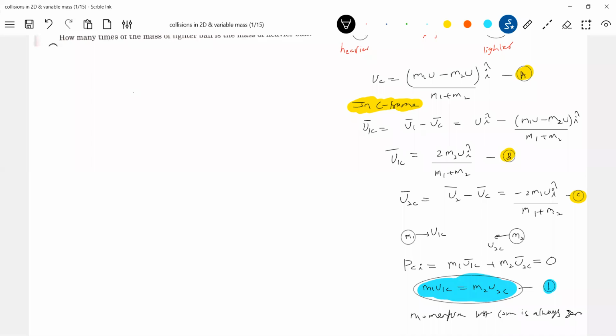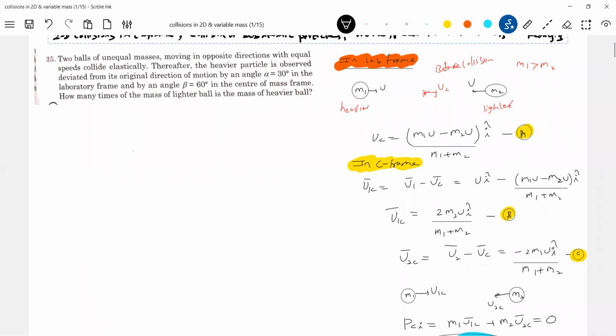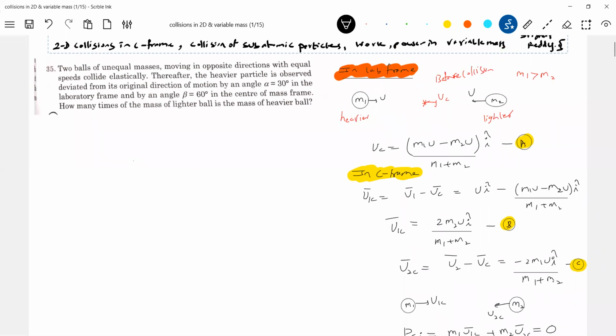This is before collision. Okay, now let's come to after collision, what will happen? After collision, let's get into the problem. After collision, the heavier particle is observed to deviate from its original direction of motion by an angle of 30 degrees in the laboratory frame, and in the C frame it will get deviated by 60 degrees. So let's put both the diagrams here.